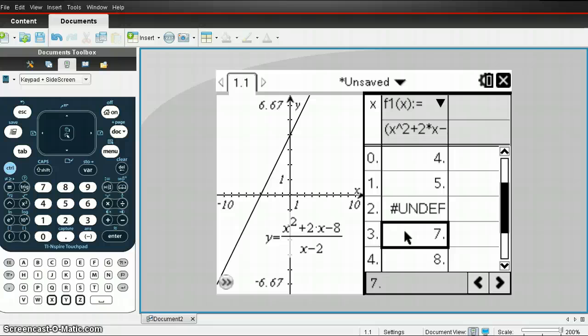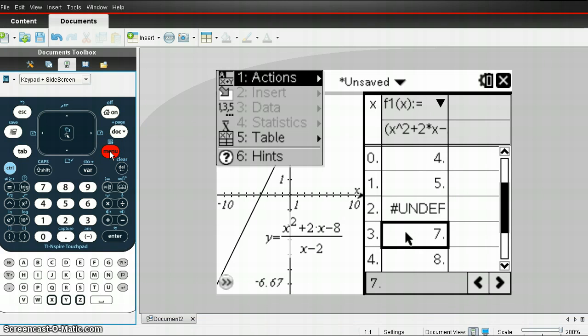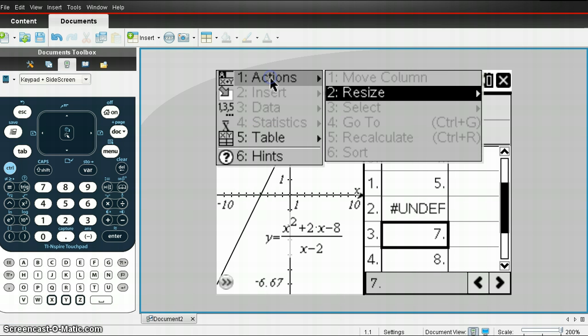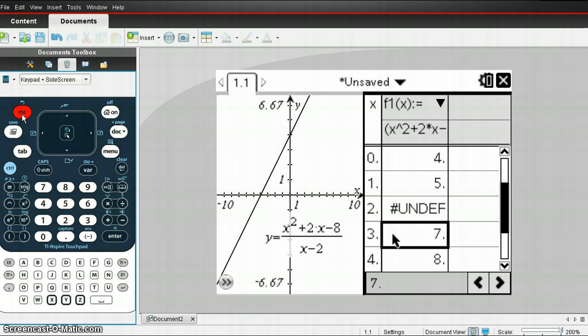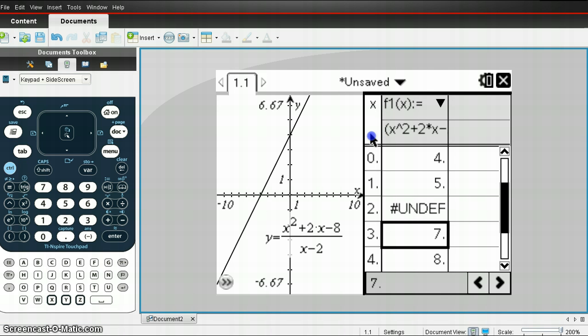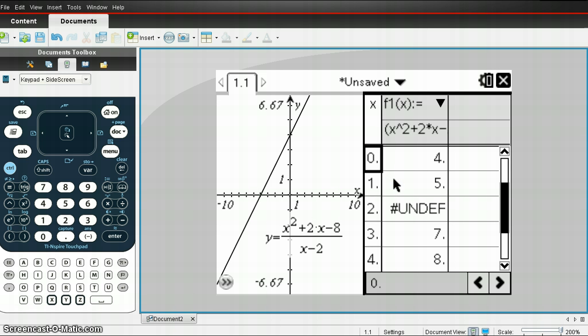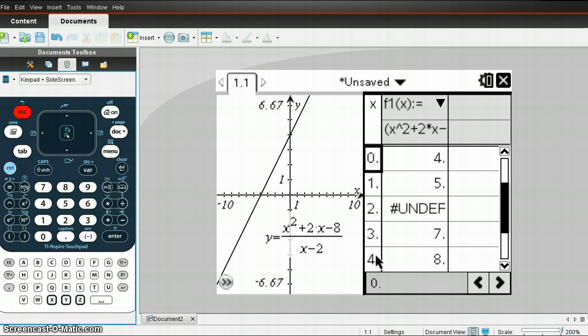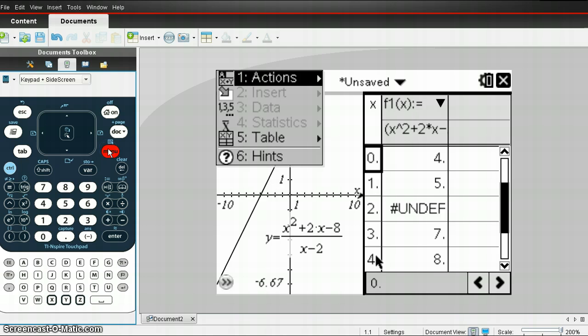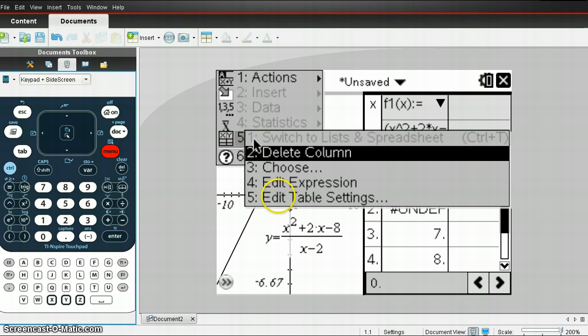Alright, so what I want to do is change the values of that table. So I want to activate it on the table. Okay, sorry for the pause. Couldn't tell what I was doing here. I want to edit the table settings.